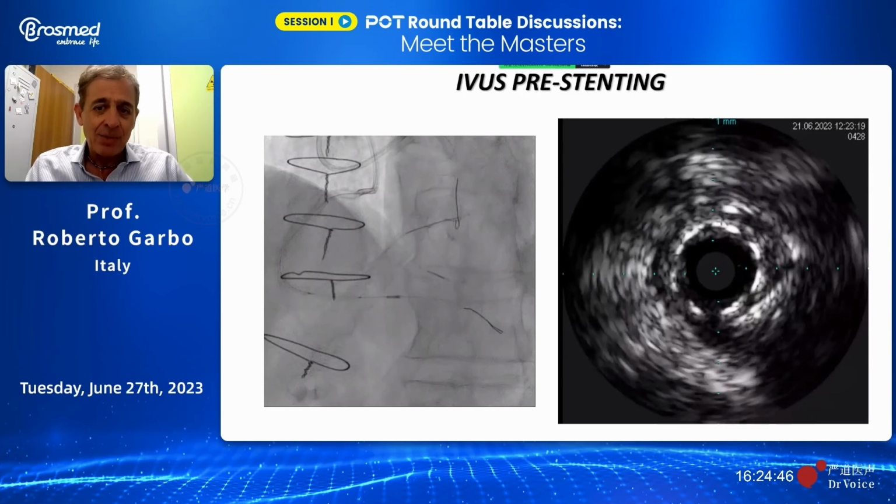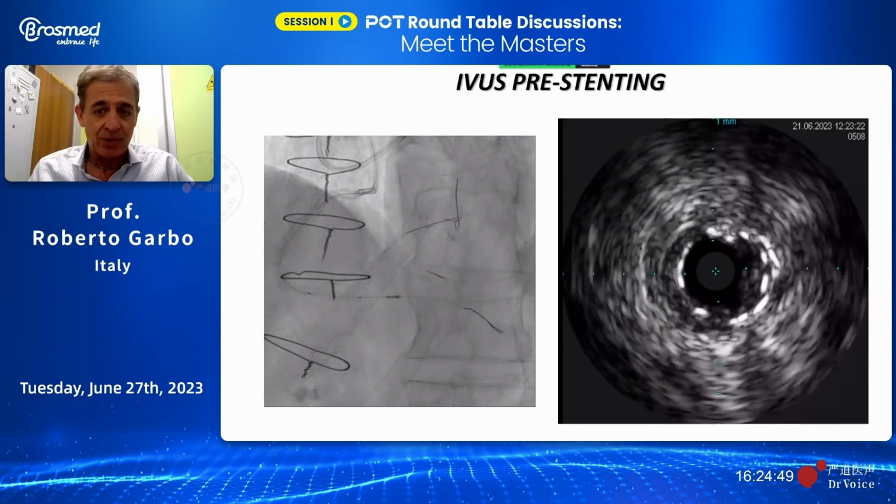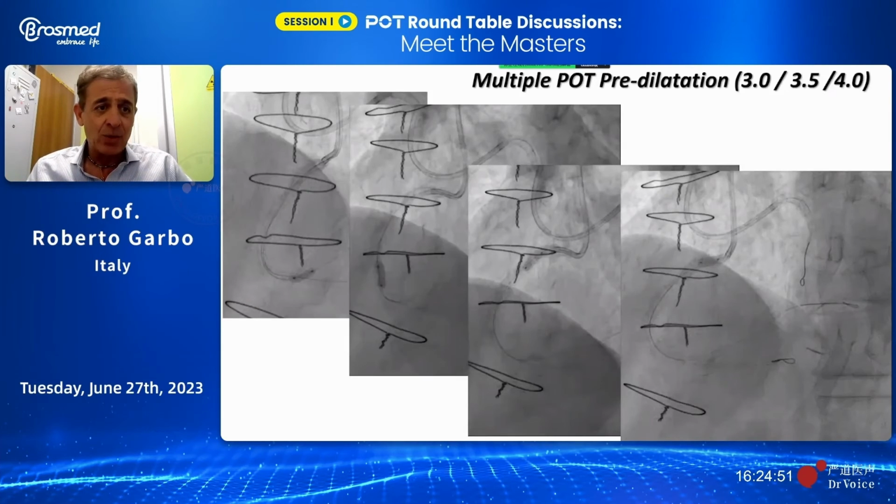So in this case, it's really essential to have a very good preparation of the vessel. And I decided to use the POT even for the preparation. You can see the first shot. We have the POT 3.0 at the level of the bifurcation. We even did a kissing balloon with another non-compliant balloon on the PDA, and then we went back with a different POT 3.5, 4.0 balloon in order to open the vessel very well and the previous underexpanded stent up to the ostium of the right.